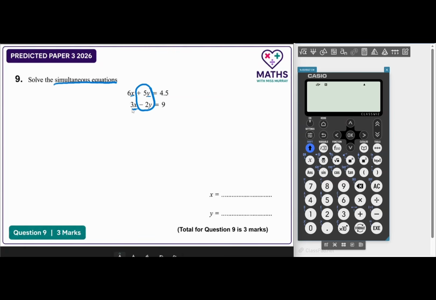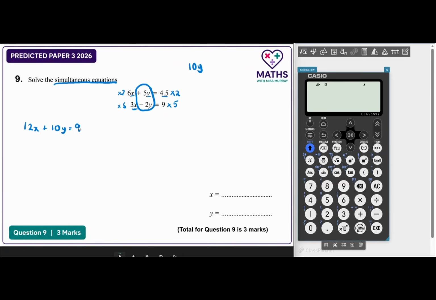So if I want to make these 2 the same, I need to make them both 10y. So to make 5y 10y, I have to multiply this top equation by 2, and to make 2y 10y, I have to multiply this bottom equation by 5. So it's not like a 5, it looks like a 6. So 5. I've got to do the same to the whole equation. Another mistake people often make, especially this number at the end, you have to times everything. People always forget for some reason to times the number at the end. So if I times this whole top equation by 2, 2 lots of 6x is 12x. 2 lots of 5y is 10y. And 2 lots of 4.5 is 9.